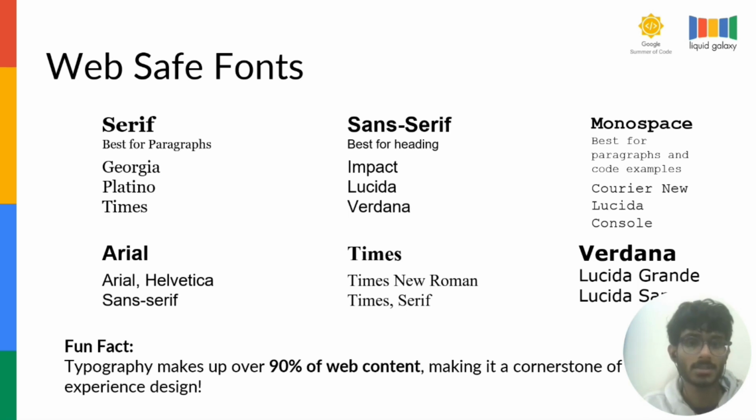Web-safe fonts, different fonts serve different purposes. Web-safe fonts ensure text looks consistent across devices and browsers. Here are some examples of website fonts: serif, sans serif, monospace, Arial, Times, and Verdana. Serif fonts are great for paragraphs. Sans serif fonts work well for headings, and monospace fonts are ideal for code snippets. And fun fact: typography makes up over 90% of web content, making it a cornerstone for user experience design.